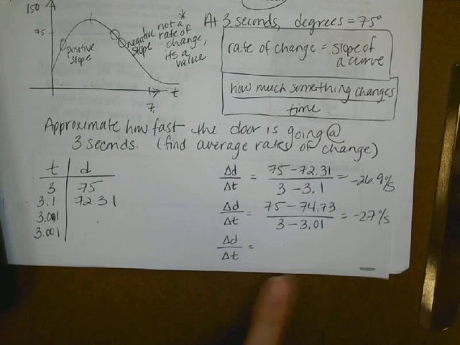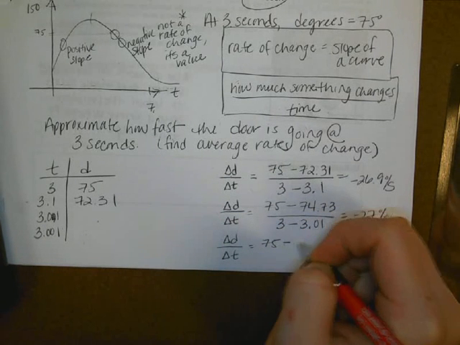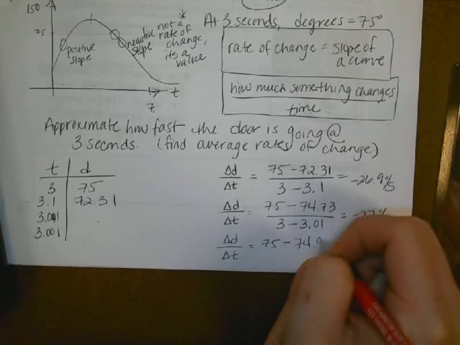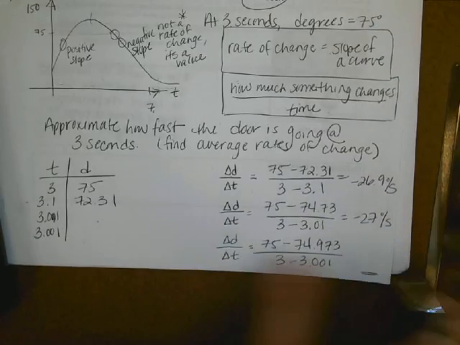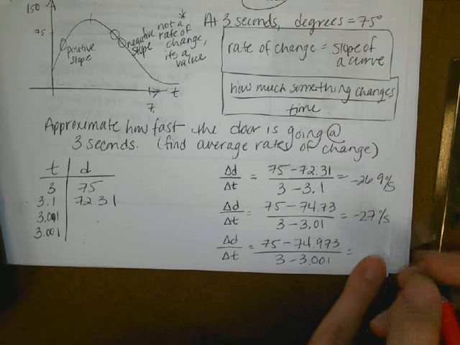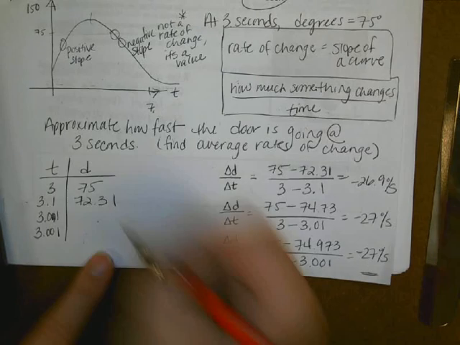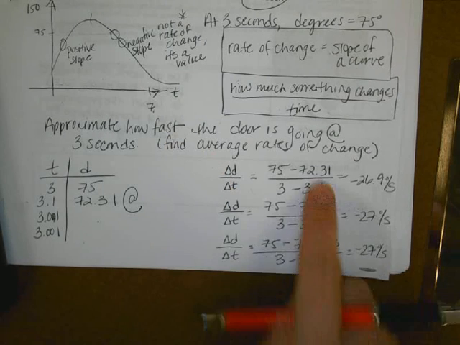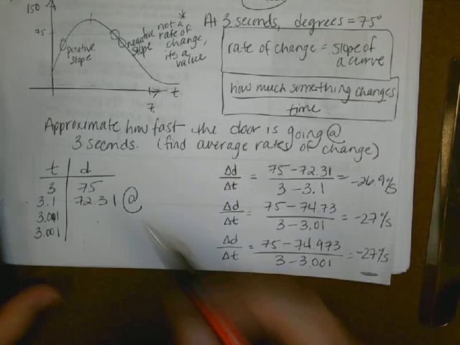degrees per second. Then we're going to get even a little bit closer to see if we can get an even better estimate of speed. And you end up getting negative 27 degrees per second. So we would say, okay, a good estimate, because I picked x values and y values that were getting closer and closer and closer to each other.